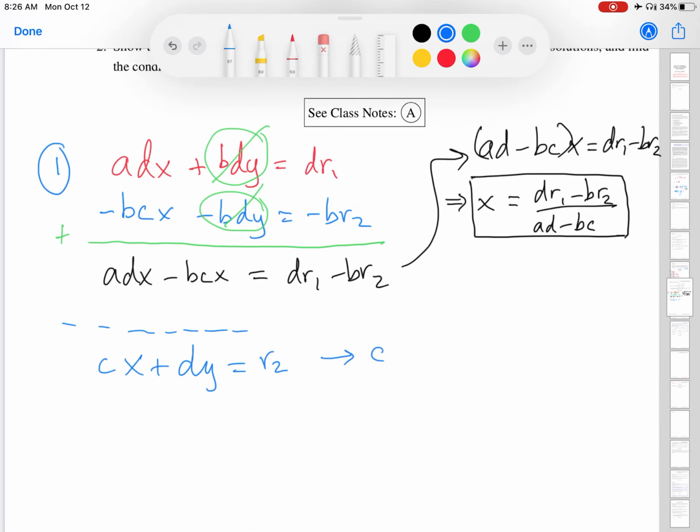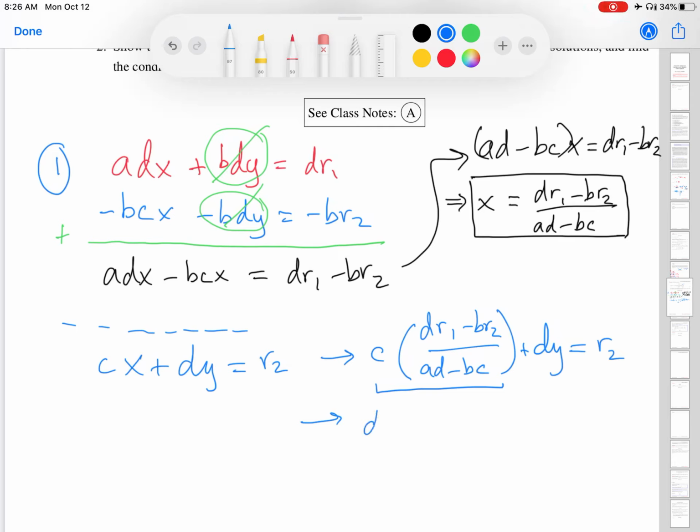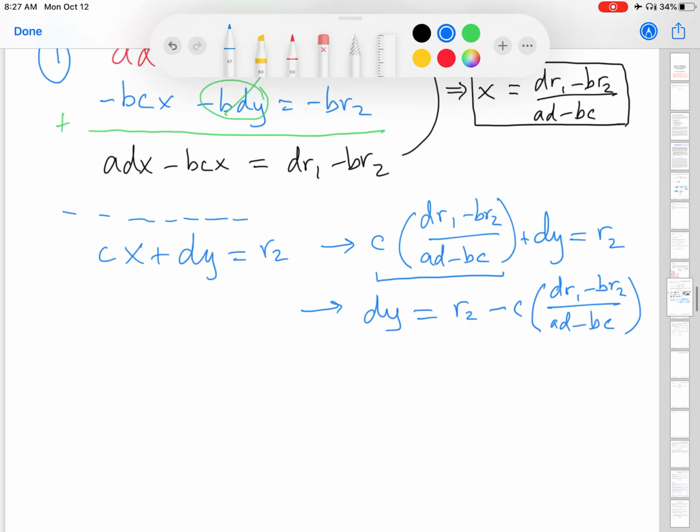So I'm going to plug in the x here: dr1 minus br2 over AD minus BC, plus dy equals r2. And then my objective is to solve for y. So I'm going to move this entire thing to the right-hand side and keep the dy over here. So r2 minus this glob of stuff. And at this point, you might be getting a little nervous that there's a lot of stuff going on, but that's okay. We will simplify things as we go.